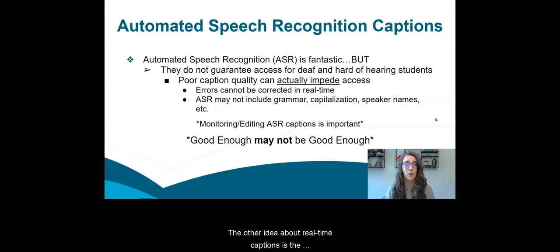The other idea about real-time captions is that errors cannot be corrected as you go. In YouTube, when you have a recorded video, you can go in and edit those captions so you know they're accurate. Live captioning through ASR cannot. It also sometimes does not include grammar, capitalization, speaker names, or other things that help make the captioning clear and understandable. So it is important to monitor the captions that you're using with your students, and just recognize that good enough may not be good enough.